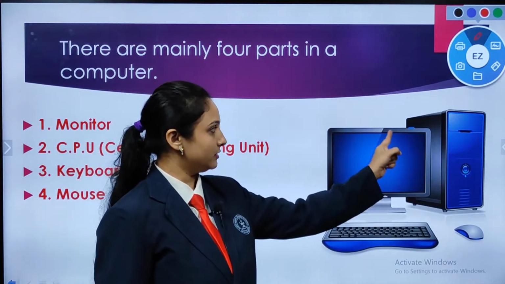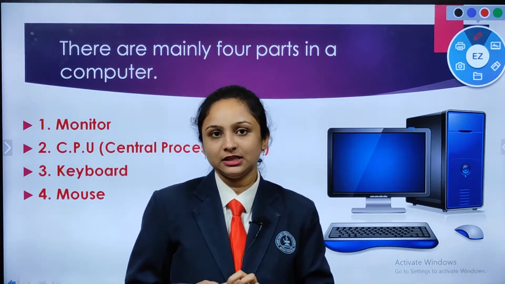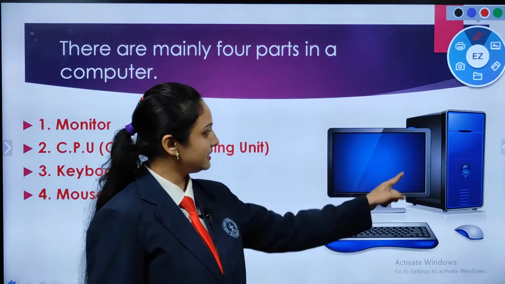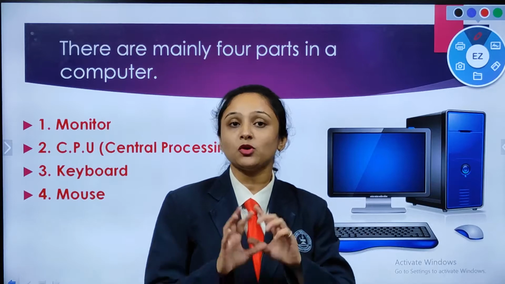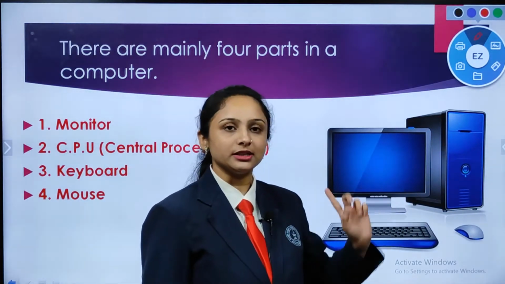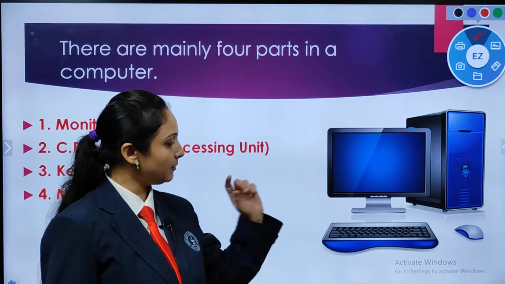First one is the monitor. This is the monitor which looks like a TV. You all have a TV at your house, right? Yes. This is a monitor. The next is the Central Processing Unit, which processes the data. This is the Central Processing Unit, the CPU. Then the third part is the keyboard.